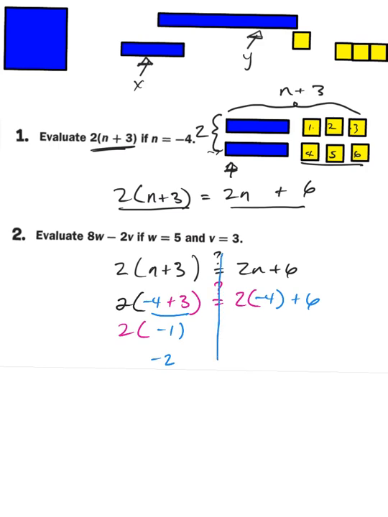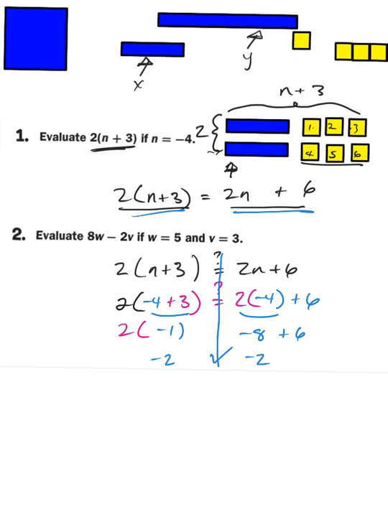And this side, I'm just going to go ahead and draw a line down the middle of this. So I can say, I'm trying to see, are these equivalent? And this becomes negative 8. 2 times negative 4 is negative 8. Plus 6. Negative 8 plus 6 is negative 2. Hey, these two are equivalent. And so what I've just done is I've converted this to this, and they are equivalent expressions.